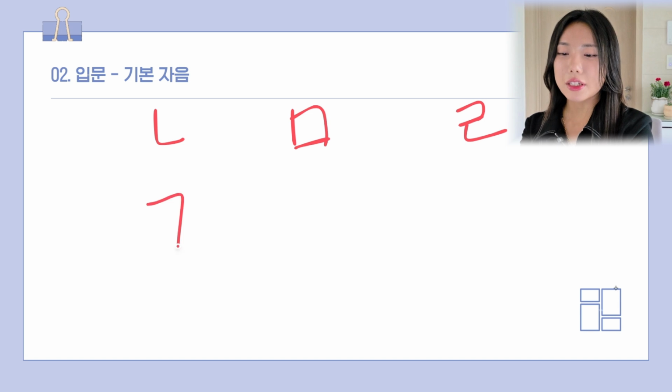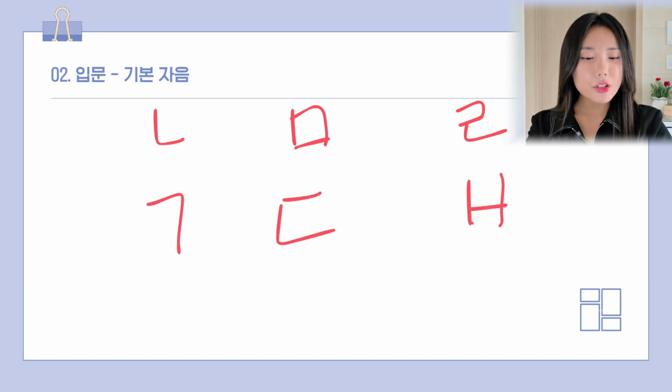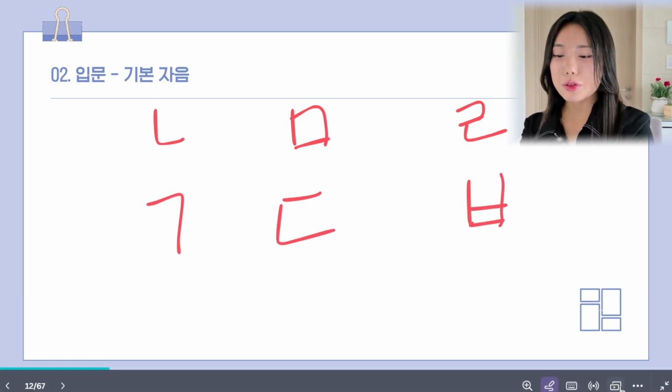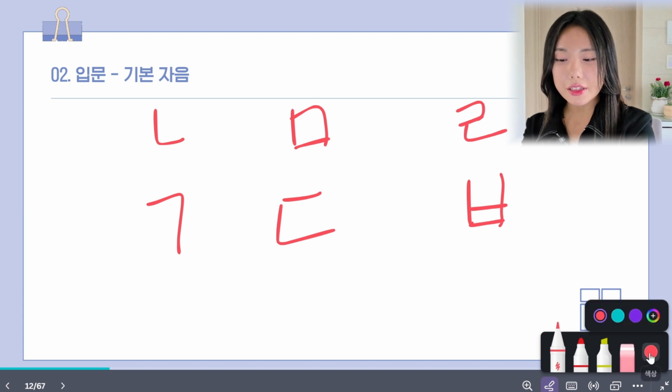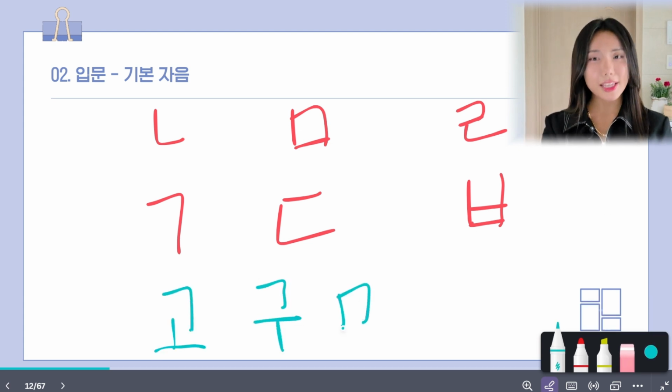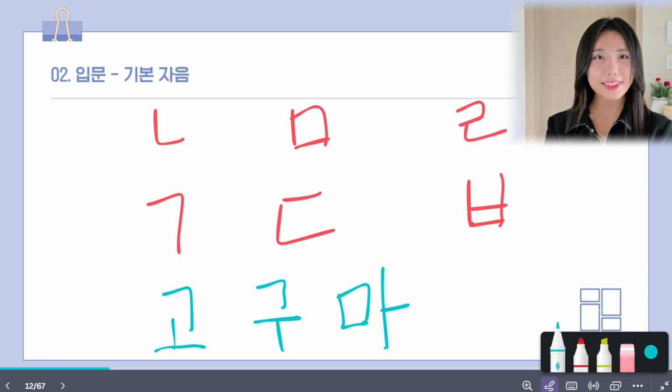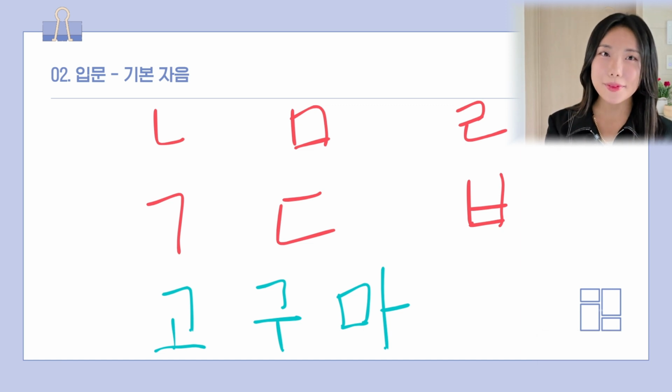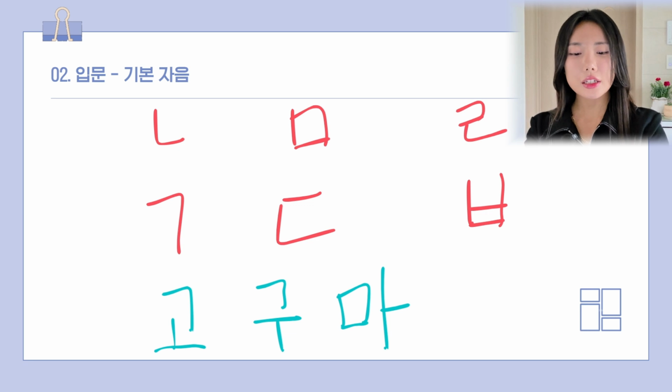We have this G, D, B. Do you guys like sweet potatoes? Sweet potatoes in Korean is this. Can you read this word now? It's 고구마. Next, do you guys like to go to beaches?